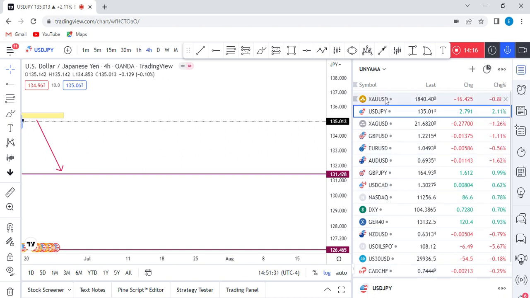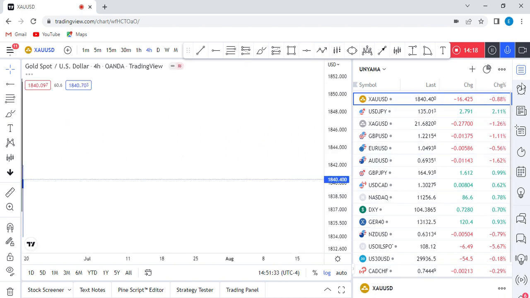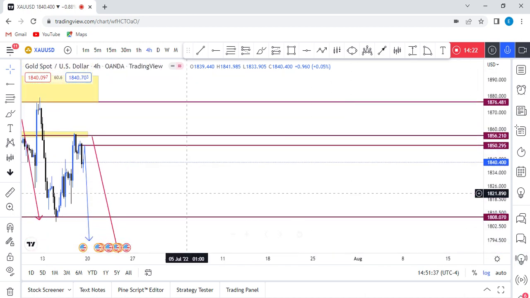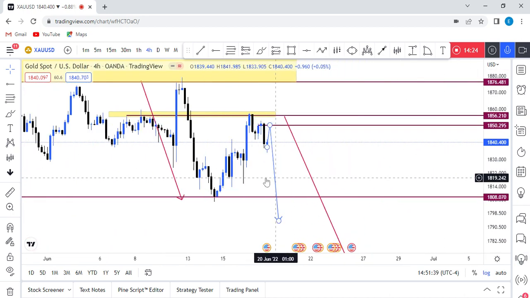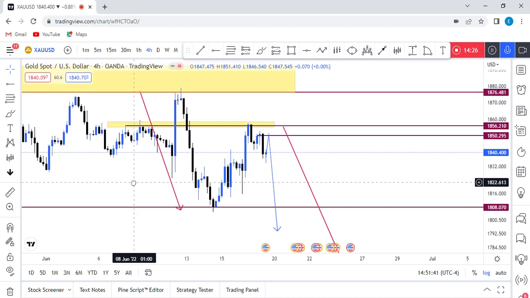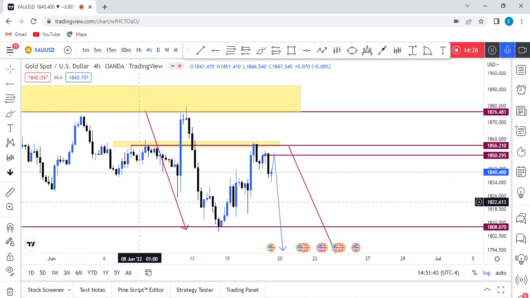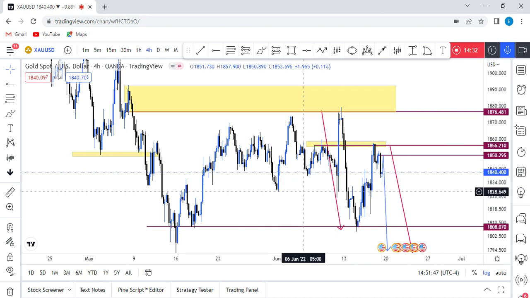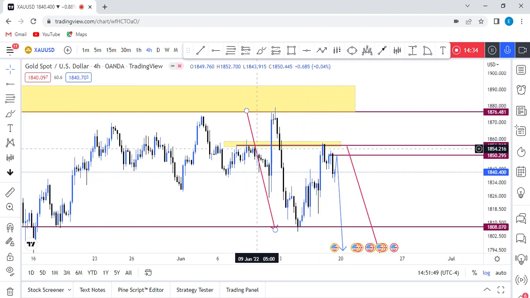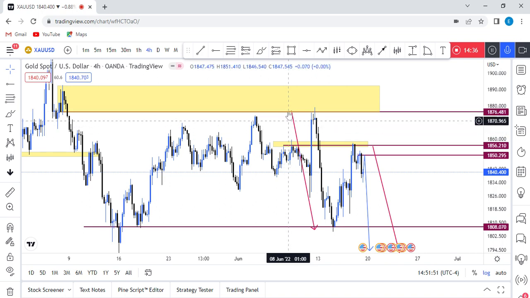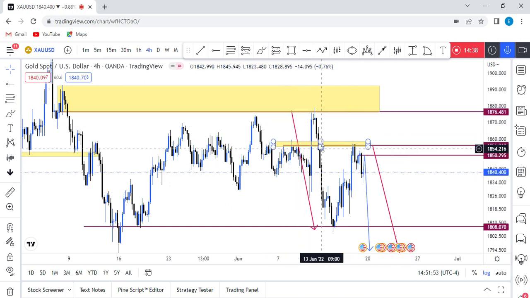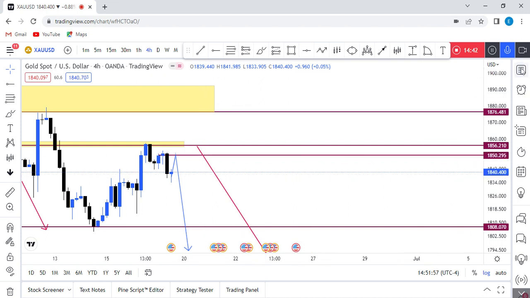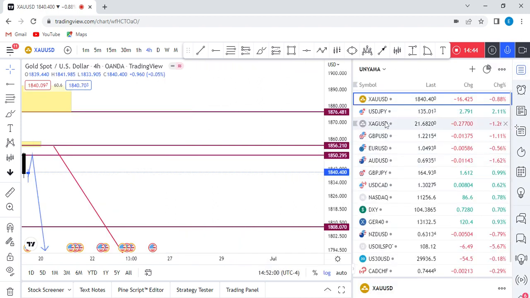Another instrument here, let us see. I think gold. Gold is my favorite pair. I think you can see what is happening here. Gold, I think we already discussed this. Gold is just a sell, my friend. We will sell gold. Gold, already explained. Let us continue with another instrument.